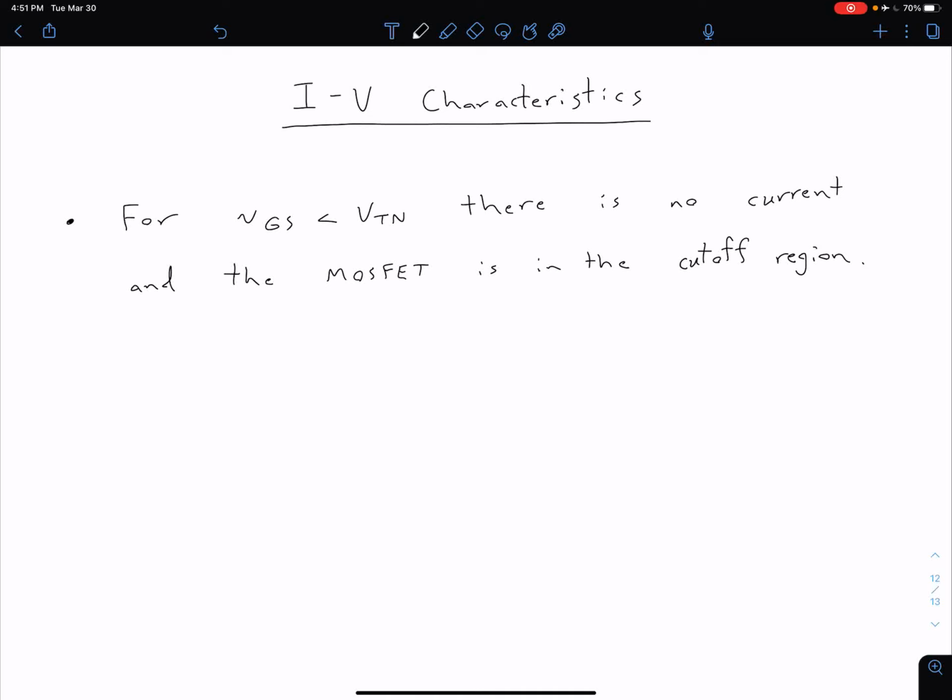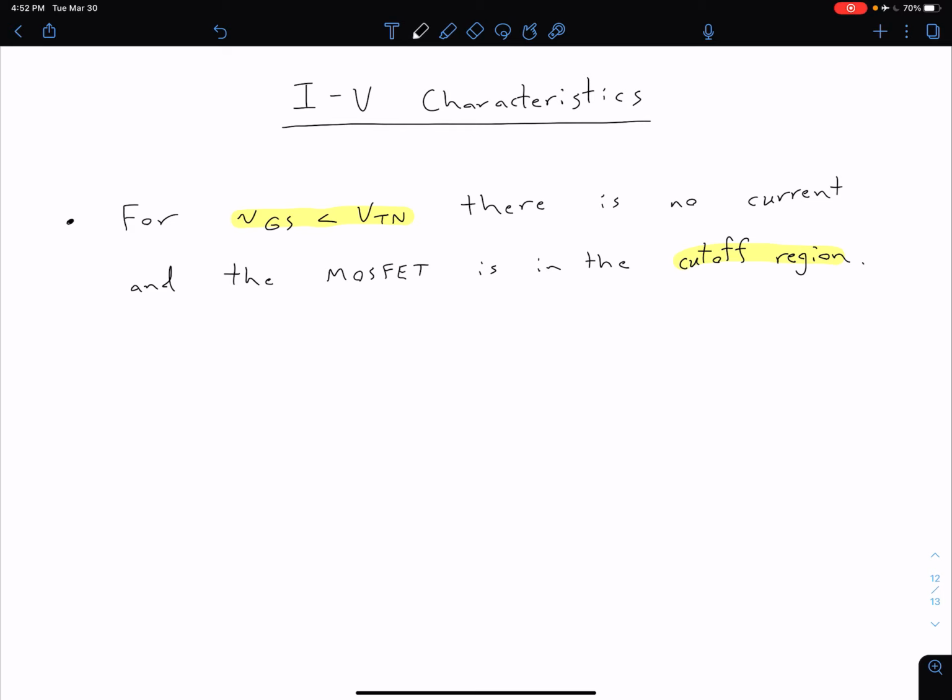Now that we have a good understanding of the basic operation of a MOSFET, we're ready to talk about our current voltage characteristics, or our IV characteristics. So the first mode that we can talk about is if our gate to source voltage is lower than our threshold voltage. So if we have VGS less than VTN, then our device is essentially turned off. We don't have an inversion layer, so we have no current in the MOSFET, and we say that we're operating in the cutoff region.